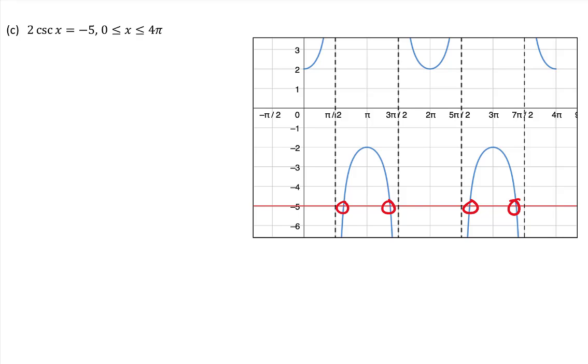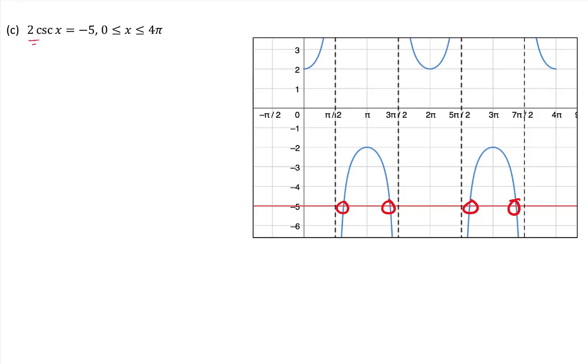And that is because we're going from 0 to 4 pi. From 0 to 2 pi, we would have stopped right here and only had the first 2 solutions. But we're now going to 4 pi, which gives us 4 solutions. So let's look at how we solve this trig equation.